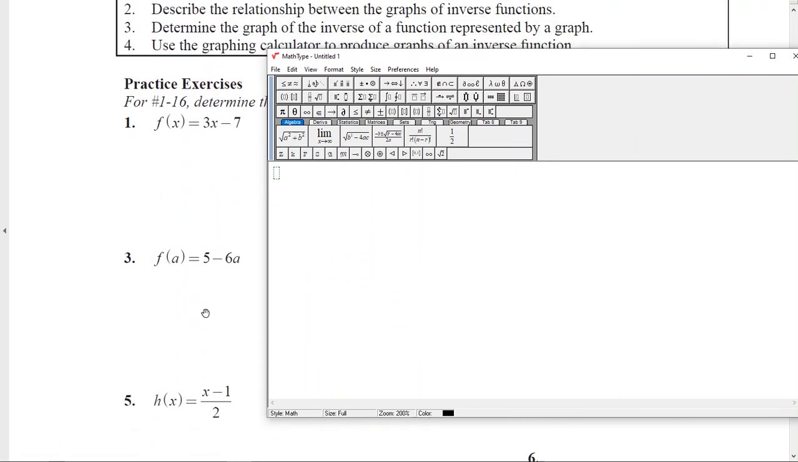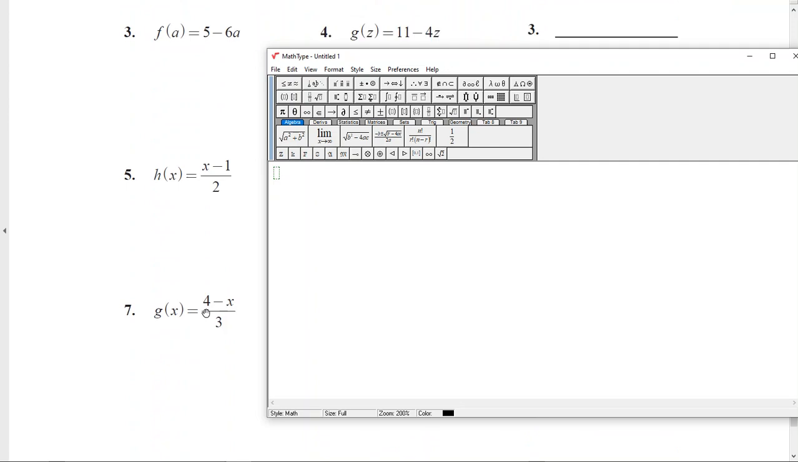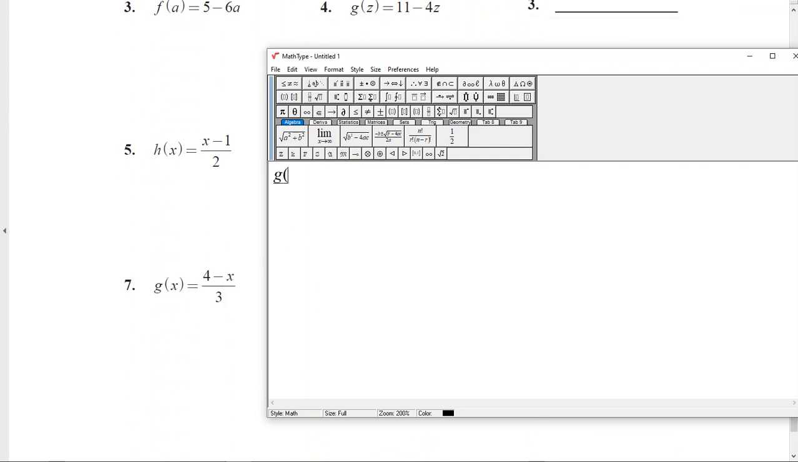Similar for all the rest of them. We can look at one more. Let's take a look at 7 just because. I have the g of x function equals, I get to type my pretty fraction here, 4 minus x across the top, 3 across the bottom. Once again, the steps on page 245 tell us to rewrite this as a y equals equation instead of a function and solve it for x.